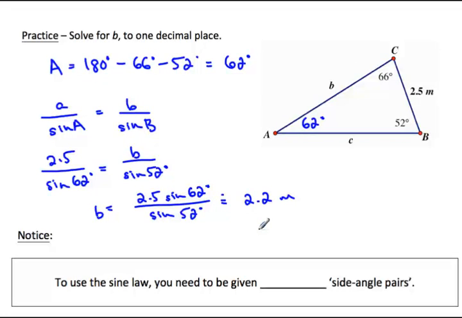Notice that to use the sine law, you have to take 4 pieces of information, and only one of them is going to be unknown. In that case, this was b. I say that you need to be given 1.5 side angle pairs. This is 1 side angle pair there, and the other one is here. We've got half of it in the 52 degrees. So to use the sine law, you need to be given 1.5 side angle pairs.